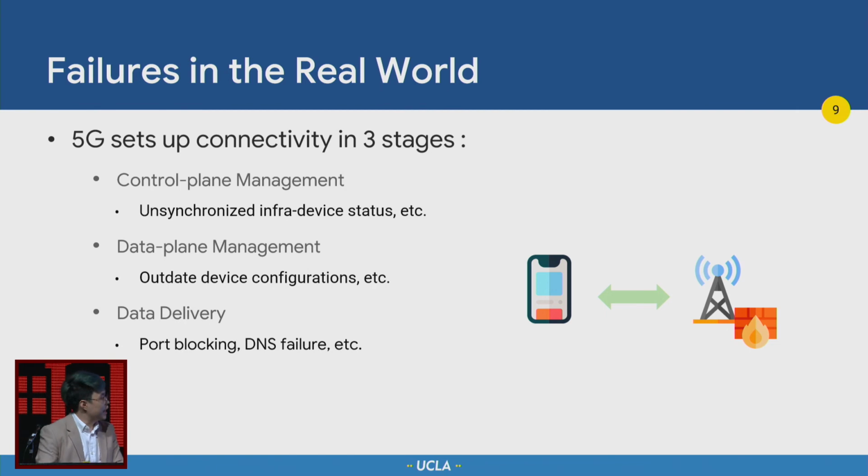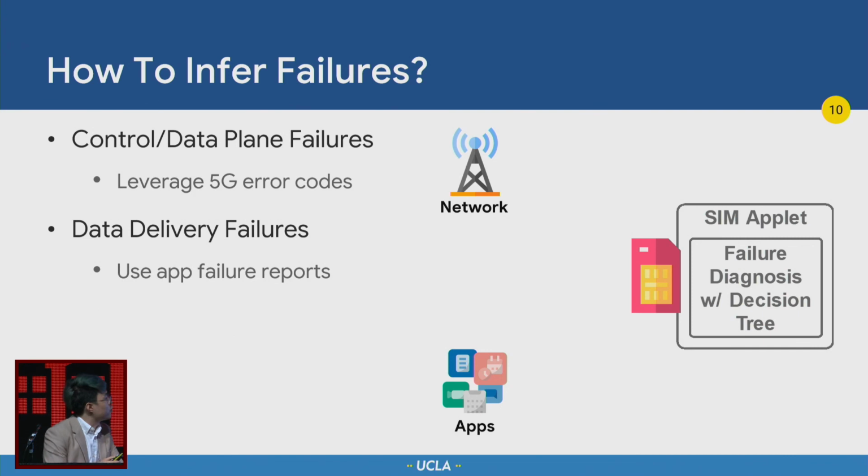So with this, as we can see, there are different layers of data from the control plane to data delivery. How can the SIM card get the information and know the exact position where the failure happens? So the SIM leverages information from both the infra side and the application side. From the infra side, it leverages the readily available 5G error codes. These error codes have been standardized and also deployed in the current 5G core. And from the device side, we enable interfaces with the SIM card to let the application report failures to the SIM.